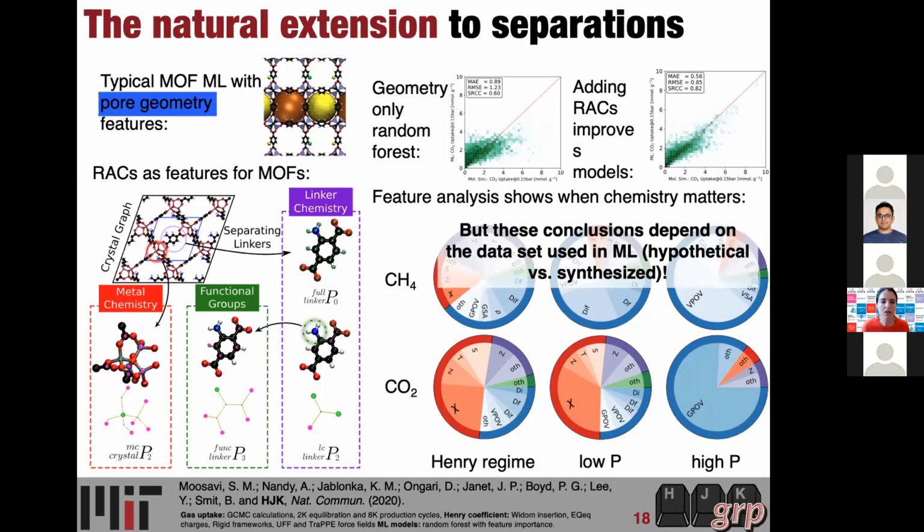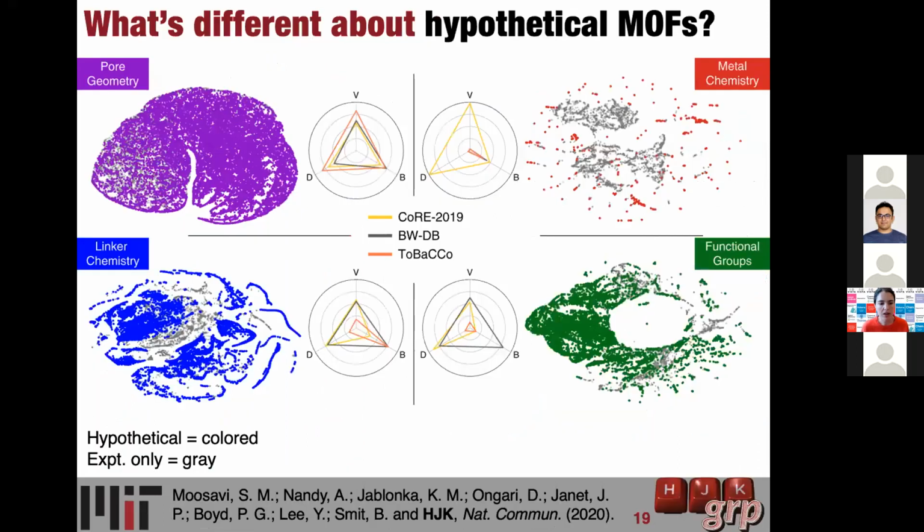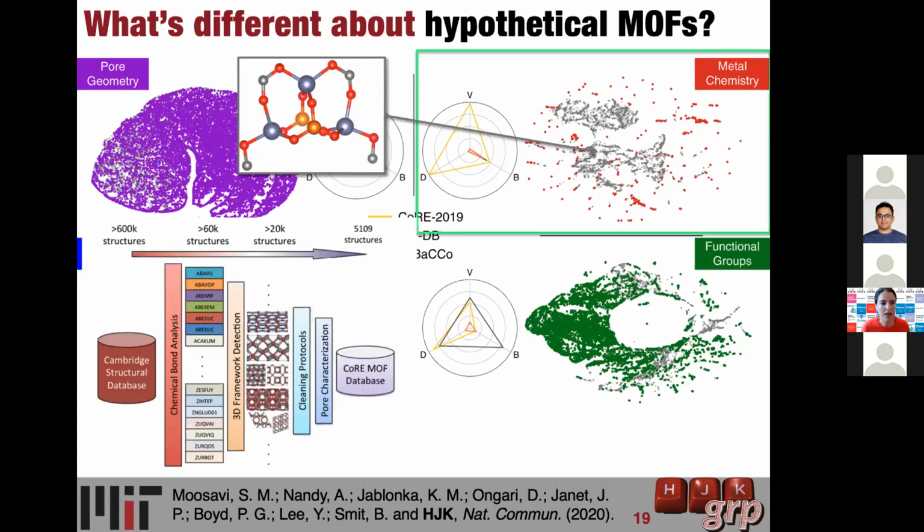But we noticed that the conclusions depended really on whether we used a set of synthesized MOFs, so from the CoRE MOF database, versus hypothetically enumerated MOFs that a lot of the community uses. And so we wanted to know why they were different and where they differed the most. And it turns out if you take a look at the experimental set of MOFs, which is called the CoRE MOF database, versus hypothetical MOFs, when you see gray in these plots and these t-SNEs, it means that the hypothetical set doesn't sample a certain type of chemistry, but the experimental set does.